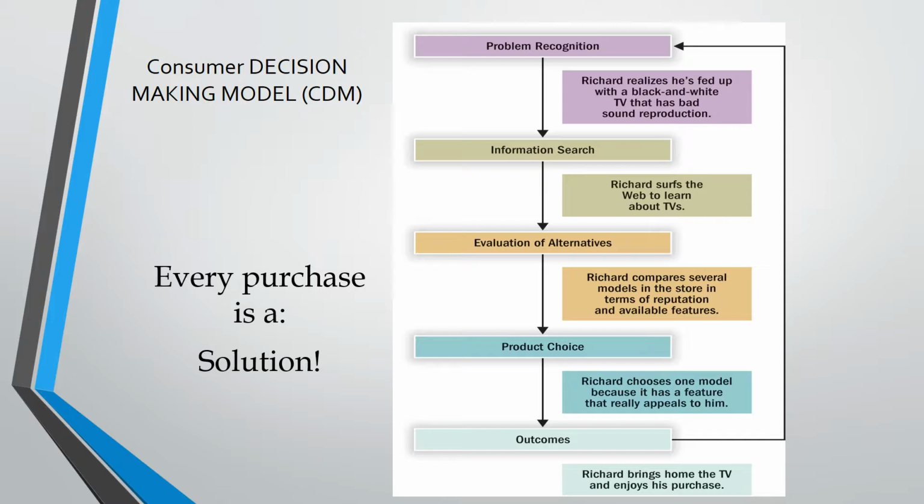Okay. You see an old style example here. It's used in the book, but it does make a point, even though no one knows of black and white televisions anymore. But you're tired of a television. You go find out information about new TVs. You compare what you've learned, and you make your purchase and decide if you love it or not. All right. So every purchase is a solution, and these 5 steps we're going to come back to.